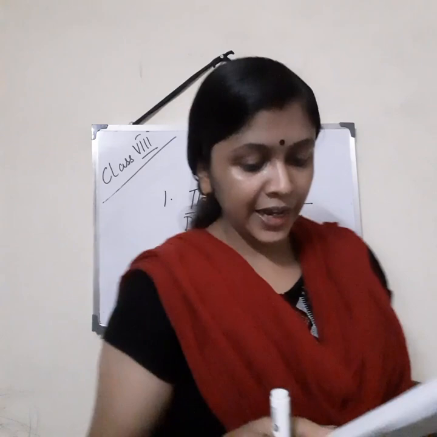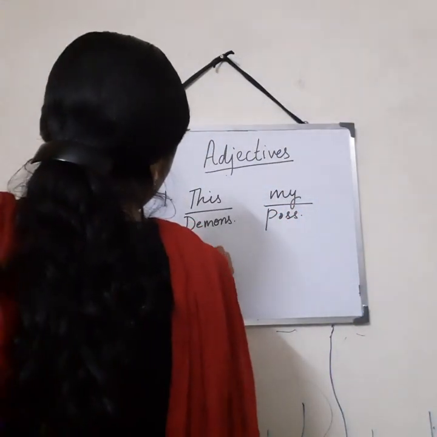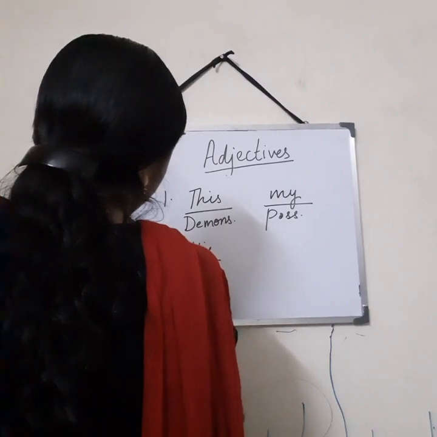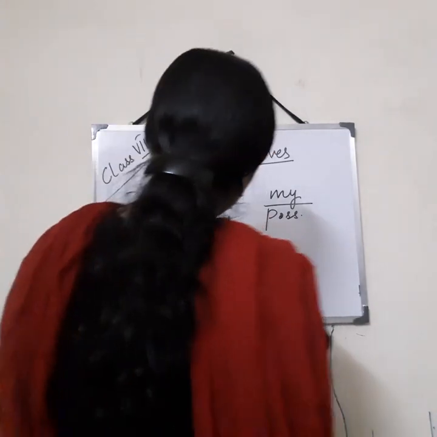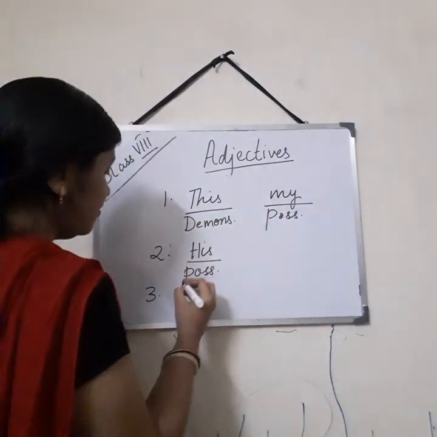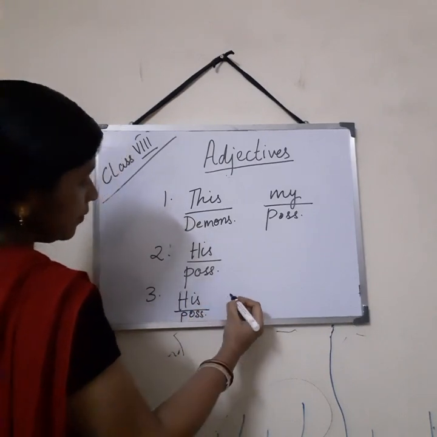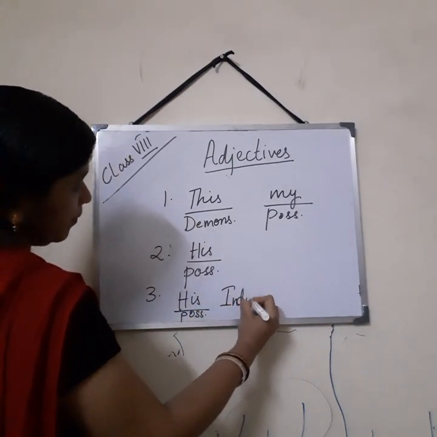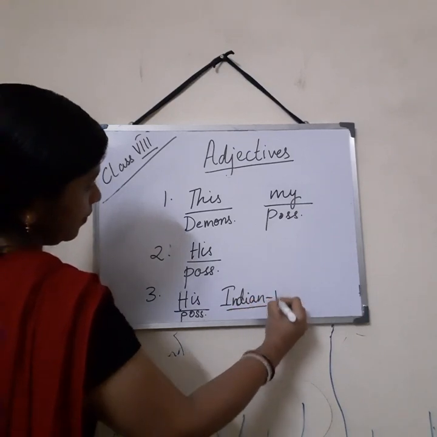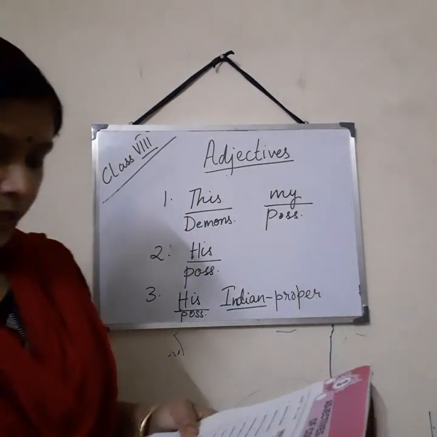Number two is, his family invited me to the party. His family invited me to the party. So his is also a possessive. Number three, his grandparents are of Indian origin. His will be possessive and Indian will be proper. So two adjectives we can spot.